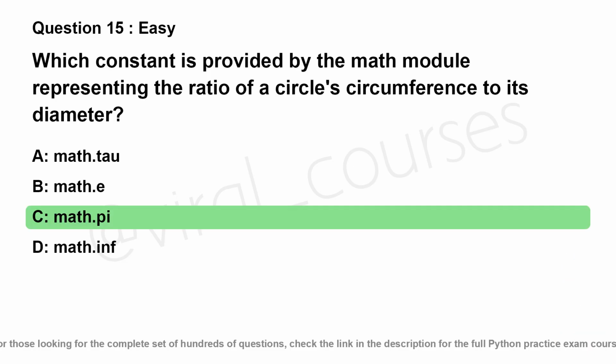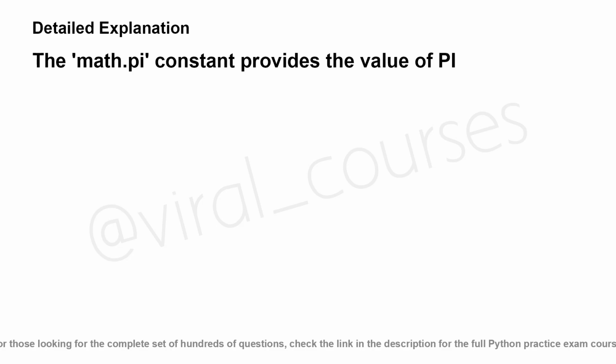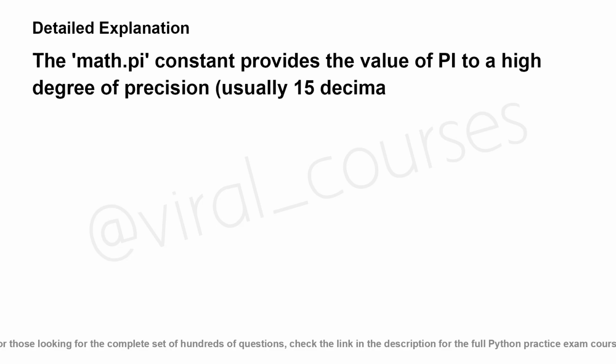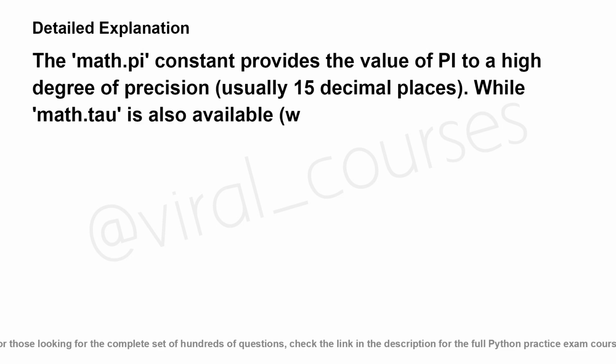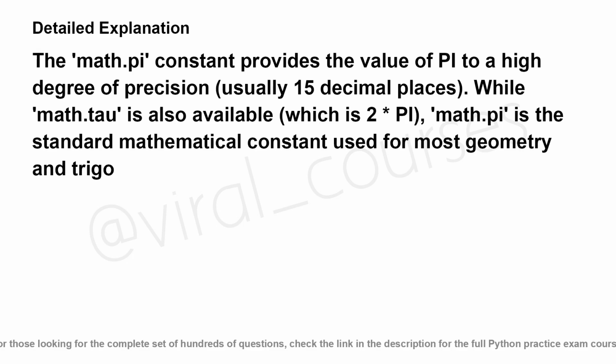The correct answer is C. The math.pi constant provides the value of pi to a high degree of precision, usually 15 decimal places, while math.tau is also available, which is 2 * pi. math.pi is the standard mathematical constant used for most geometry and trigonometry calculations.